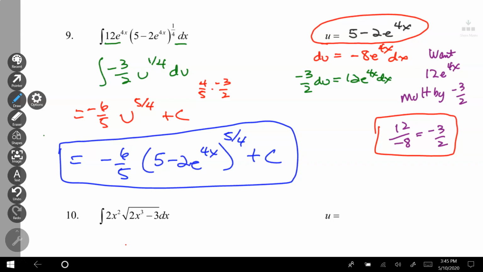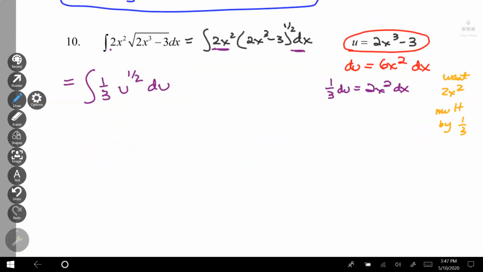Like I said, once you figure out what the u is and how you manipulate it a little bit, maybe you got to multiply, things clean up quite quickly. And on to our last example.